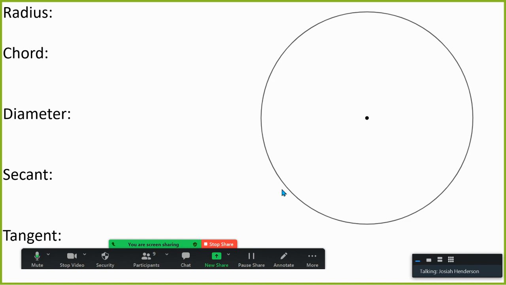So get ready, because we're going to define lots of different parts of circles, and then five different theorems or rules that we'll use about these different parts of circles. Okay, so start by drawing yourself a circle. And let's label the middle point, the center point, O. And let's define radius. So this is probably one you're already familiar with. A radius is a line segment that connects the center to any point on the edge of the circle.